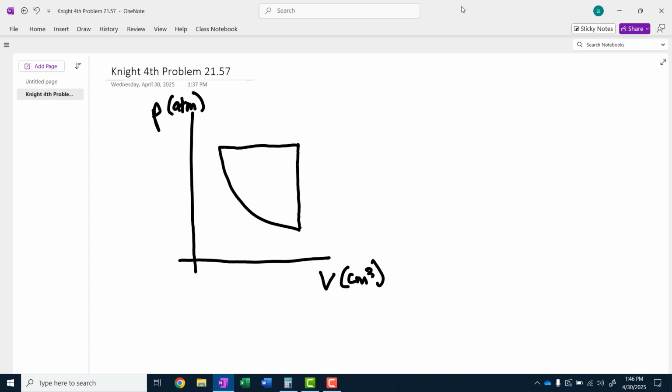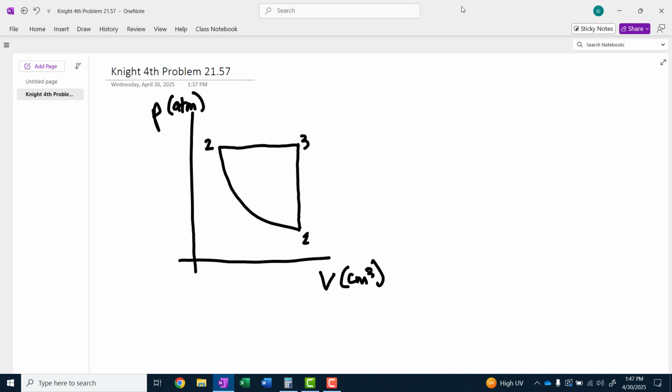We'll label the 3 vertices here, which are really the 3 states involved in the cycle. 1, 2, and 3. That's supposed to be a 1. And some of the values of the pressure, volume, etc. are given for these states. So we're told in number 57 that temperature 1 is 300 Kelvin.